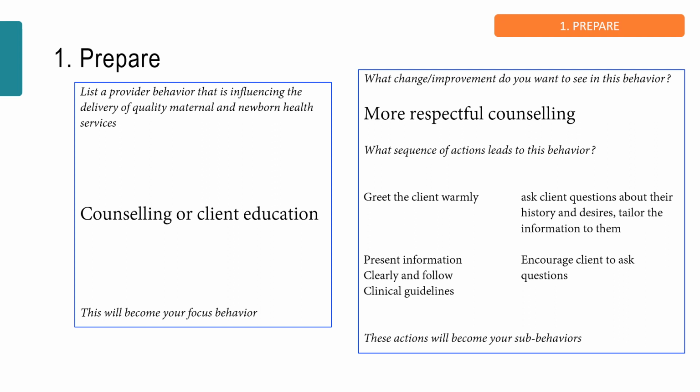behavior? You'll see here we have examples of greet the client warmly, present information clearly and follow clinical guidelines, etc., including the client to ask questions, and these will become your sub-behaviors. In fragile settings, we also want to consider biased behaviors about GBV survivors and discriminatory practices with GBV survivors of specific age, ethnicity, or gender. All the handouts that are required to complete these exercises will be provided during the training and for use with the CITs.